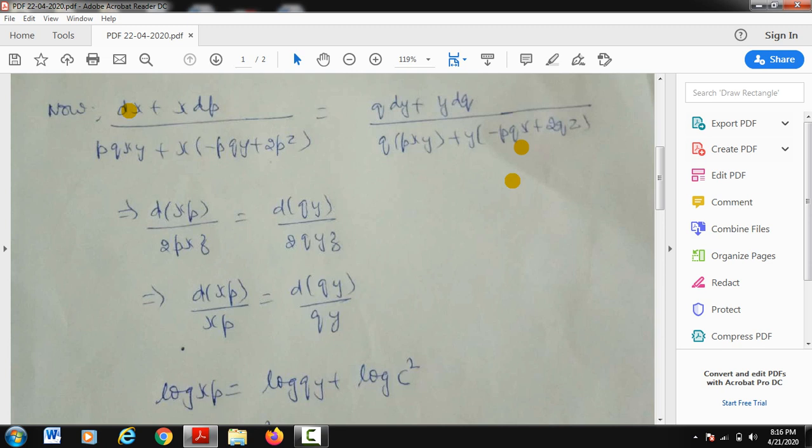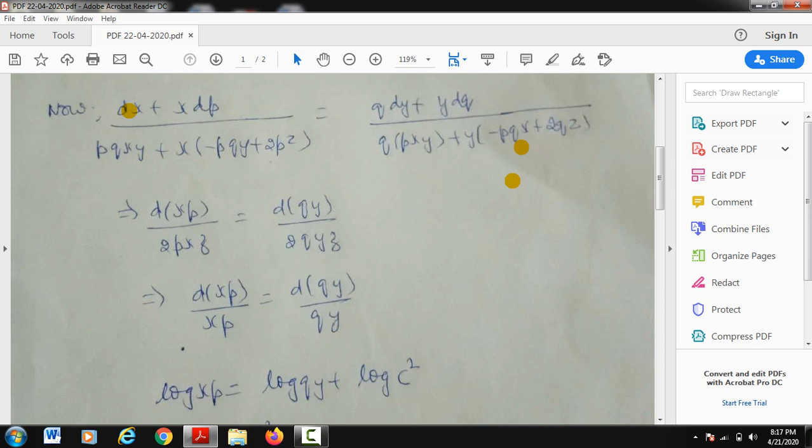So p dx plus x dp can be written as d of xp. You can apply the product rule, x into dp plus p into dx, divided by 2pxz. Please simplify it, and on simplifying we are getting this factor, and this factor on simplifying I am getting as 2qyz. This is d of qy, because if I apply the product formula of differentiation, I will get q dy plus y dq. So 2 and 2 will get cancelled, z and z will get cancelled, so we have d of xp over xp plus d of qy over qy.